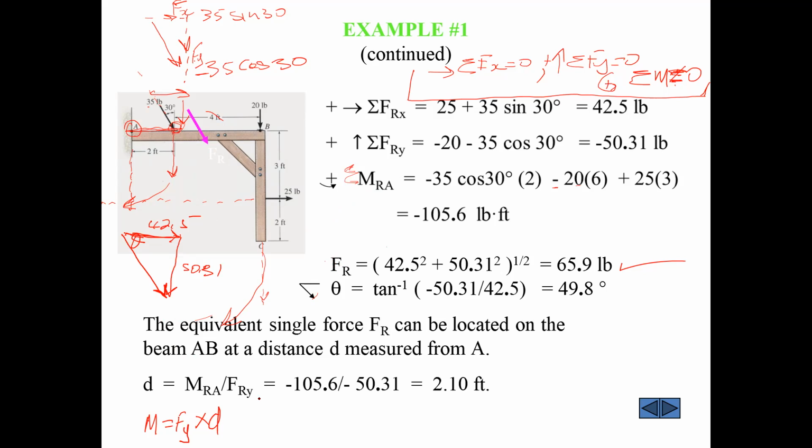So applying moment, you just say that it is going to be force times distance. So you just transpose D. Therefore, what's your moment now? 105.6 divided by F of Y, which is right up here, 50.31. And you divide that and you get 2.10.